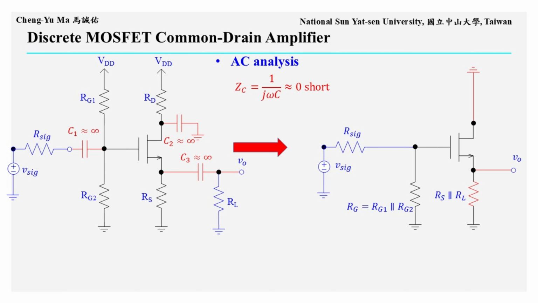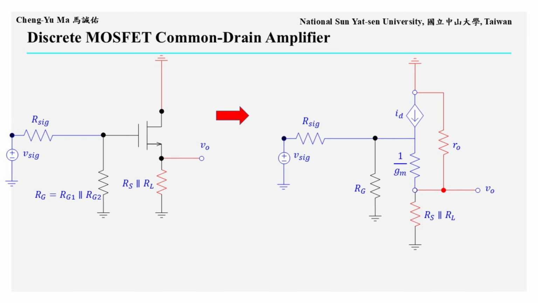If channel length modulation is also considered, the equivalent resistance RO is connected between the drain and source terminals. Because the drain is at AC ground, one side of RO is grounded, while the other side is connected to the same node as RS in parallel with RL. Therefore, RO is also in parallel with RS and RL. So we can further simplify the circuit by combining RO in parallel with RS and RL, as shown in the equivalent circuit on the right.